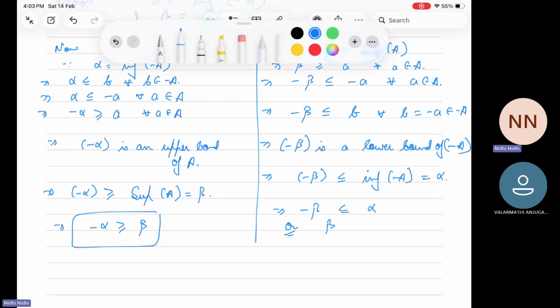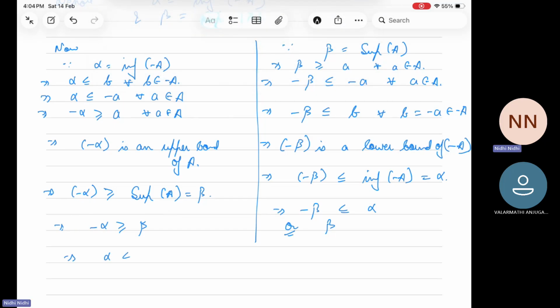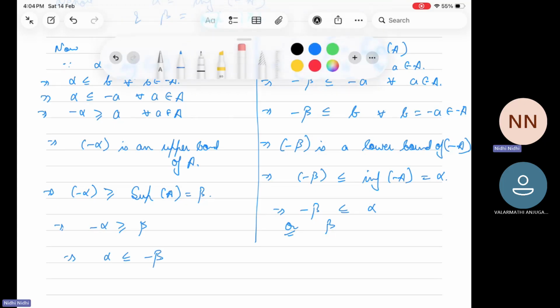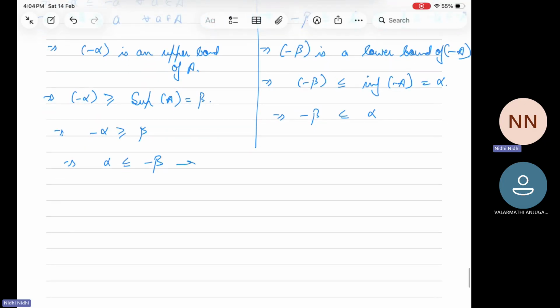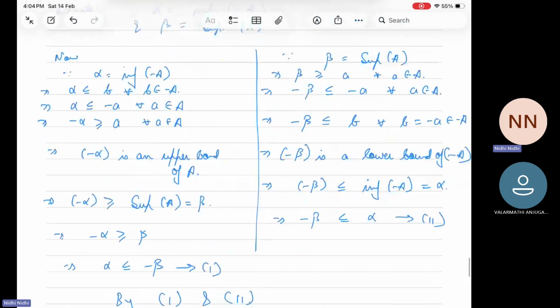Okay. Now this implies alpha is less than or equal to minus beta. And from here we have minus beta is less than or equal to alpha. So marking this as number 1 and this one as number 2, by first and second, we get alpha is equal to minus beta. That's what they are saying: the infimum of minus A is equal to minus the supremum of A.